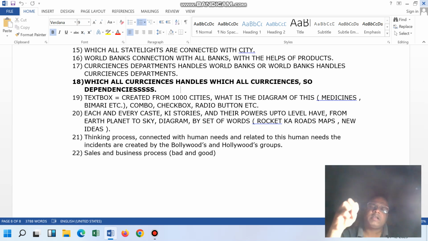Assume that in this world there are 1 lakh humans. Each human's needs created 3 lakh planets. So 1 lakh multiplied by 3 lakh is more than crores. How many crores can be calculated. We can just imagine how much matrix was created from human needs only.